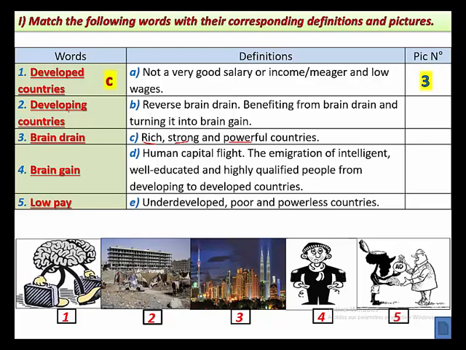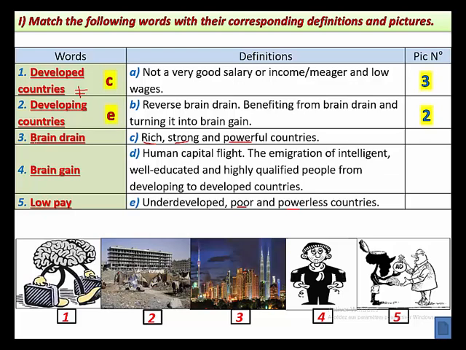Number 2, developing countries. Definition E, excellent. Underdeveloped, poor, and powerless countries. So here we have poor, we have powerless. It's like the opposite of developed countries. And the picture, exactly, it's number 2. You correct with me, okay?